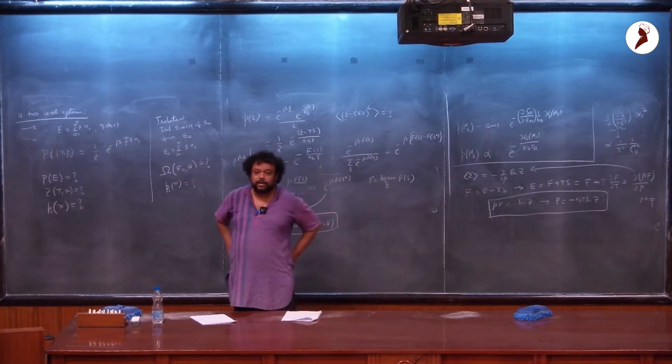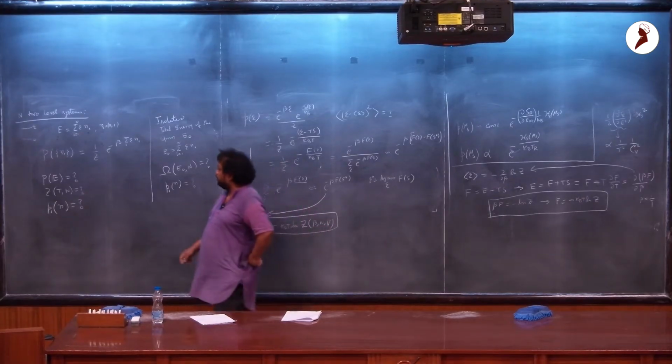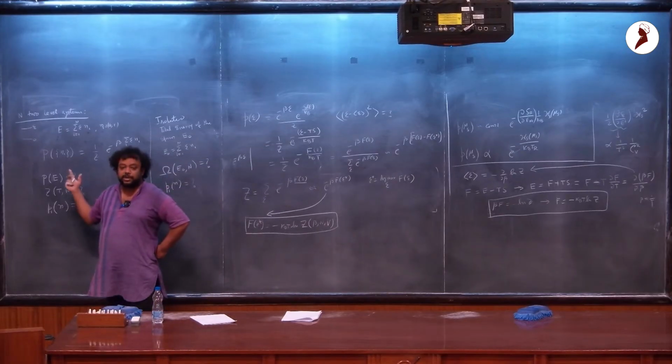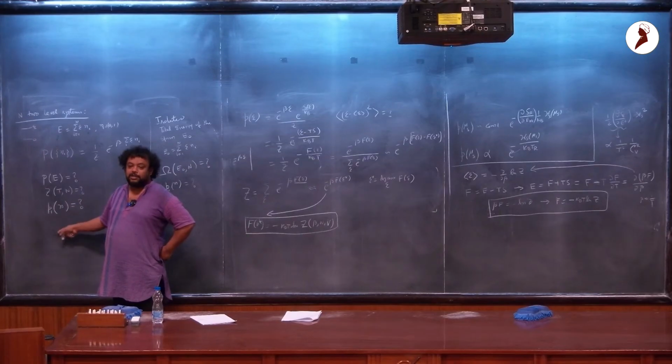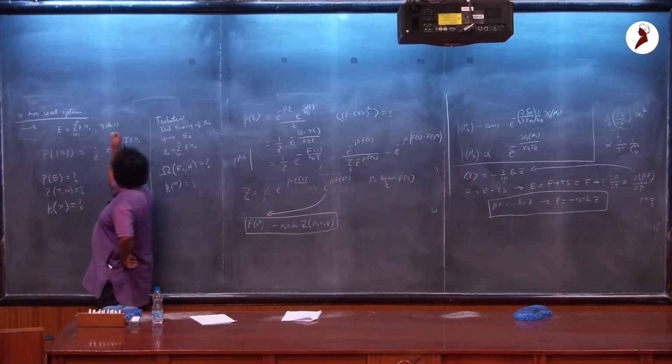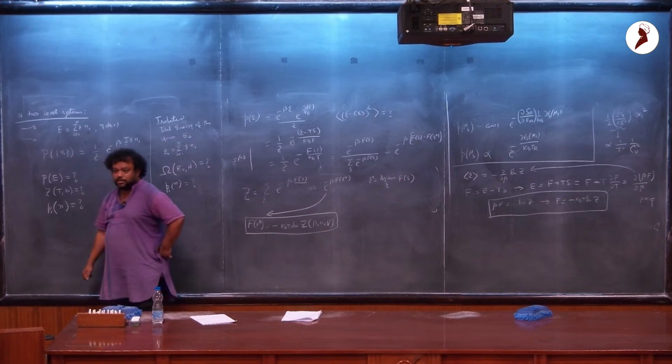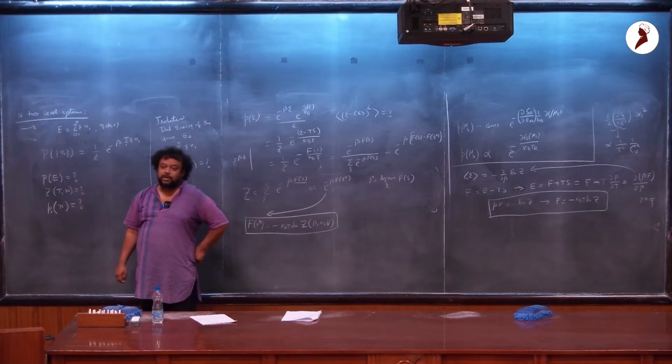Sorry? Huh? P1 is the probability of finding one spin in state n. n is either 0 or 1. What is the probability? Just find one. What is the probability that you find one spin?